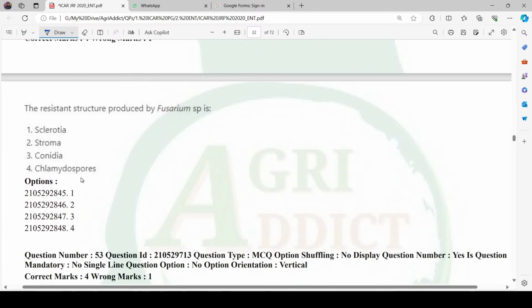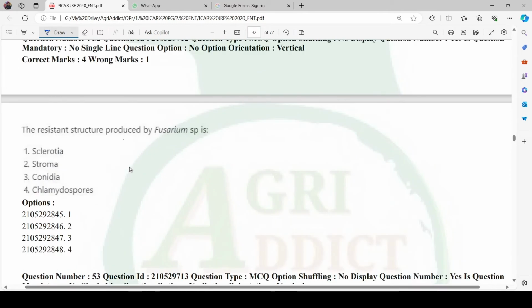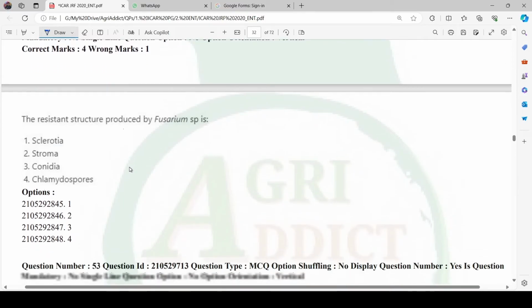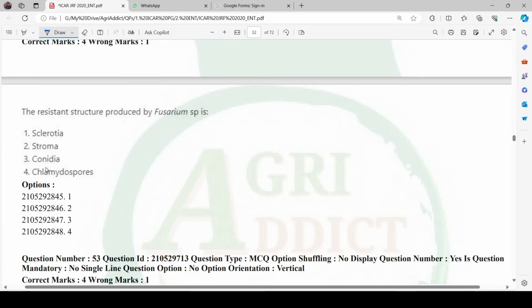The resistant structure produced by fusarium is chlamydospore. The next question, question number 52: the resistant structure produced by fusarium is chlamydospore. So chlamydospore is mainly a dark colored, thick cell walled, multicellular teliospore. Also, it is a special kind of teliospore. So chlamydospore is the correct answer, that is produced by fusarium.